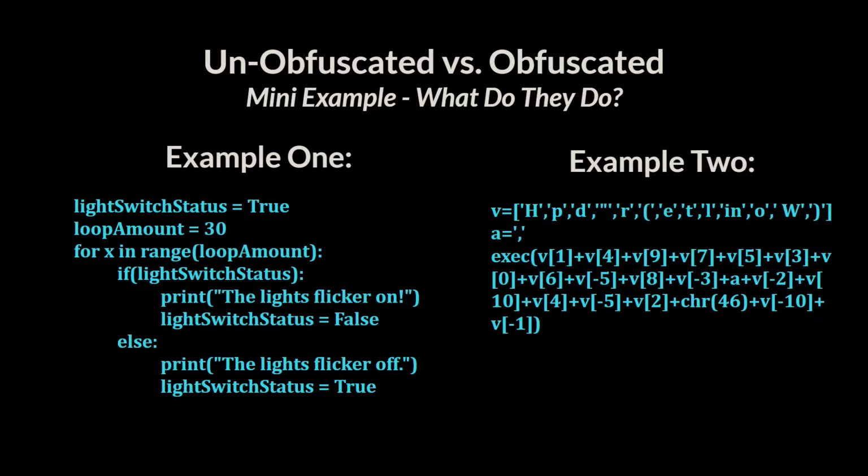All right. So yeah, you guys are right. Pretty much with the first one, it has a light switch status, which is true, and it'll loop 30 times. If it's true, it will print "the lights flicker on," and then it'll set it to false, and then it'll loop again, and then it'll print "the lights flicker off," and then it'll set it back to true.